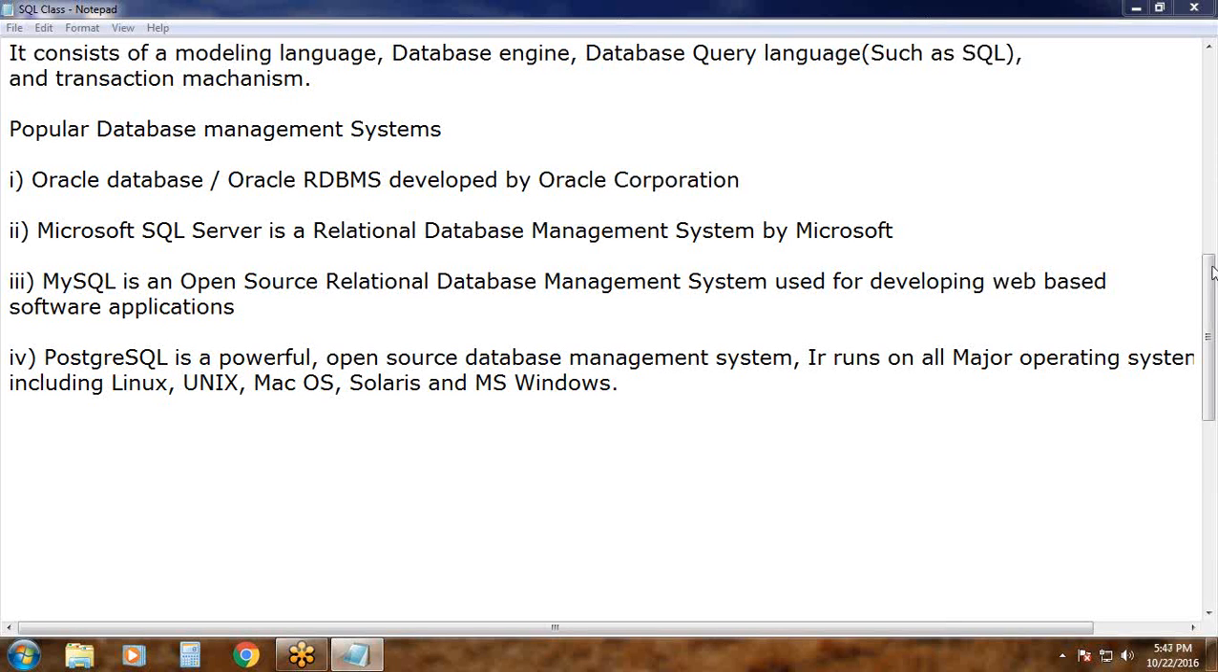Okay. MySQL is also cross-platform, isn't it? Yes, sir.